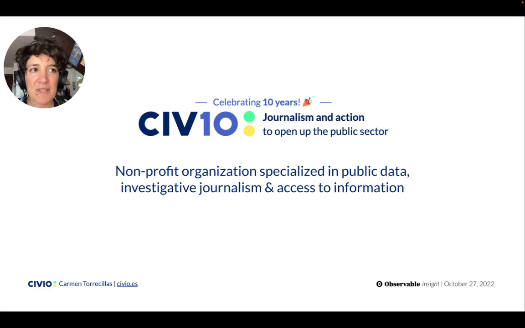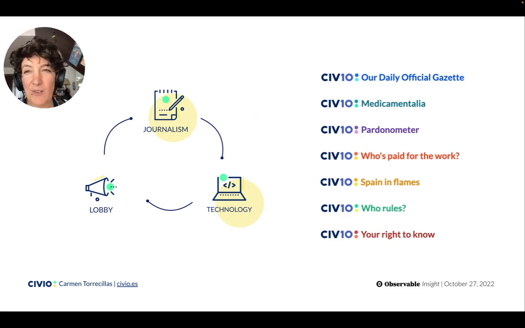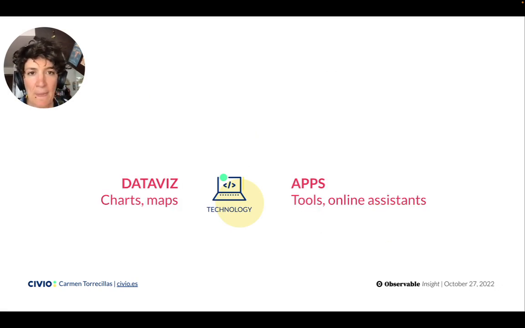But just to give a bit of context, I work at Civio, which is a small journalistic organization specialized in public data. What we do is monitor authorities through journalism, technology, and advocacy. On the right, you can see some of our favorite projects.